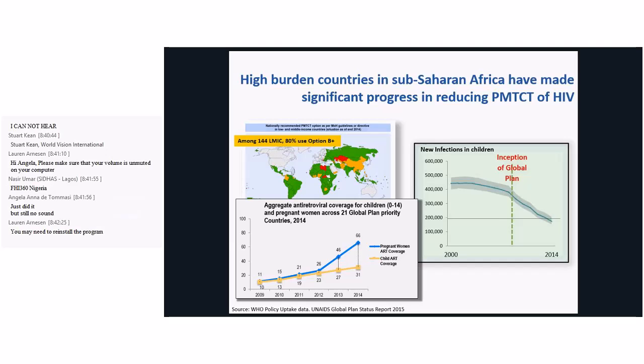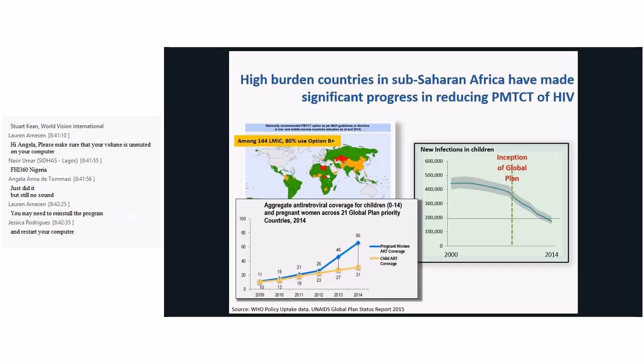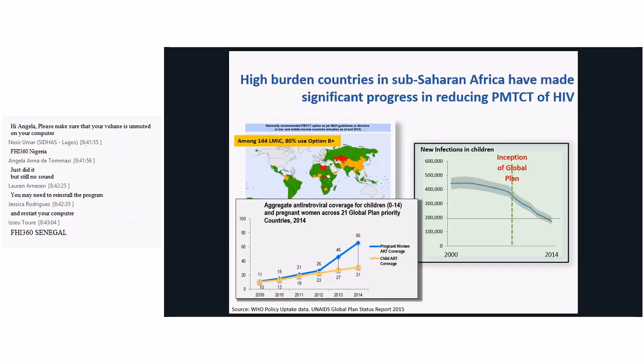As a result of this, among the 21 global plan priority countries, the rate of maternal ART has dramatically increased, and we're now seeing, on average, more than 2/3 of all pregnant women getting access to antiretroviral treatment. And the impact of that on the maternal-child transmission rate is also very evident. Since the inception of the global plan, we've seen a reduction of almost 50% in the numbers of new infections estimated to be occurring every year among children. So all of this is really tremendous progress.